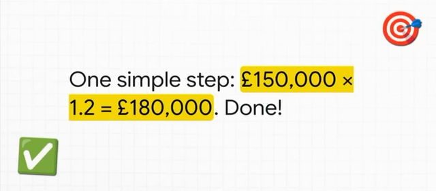And there you have it. Original value times the multiplier. 150,000 pounds times 1.2 equals 180,000 pounds. That's it. Done. No finding 20%, no adding it back on, just one clean, fast calculation. See how powerful that is?